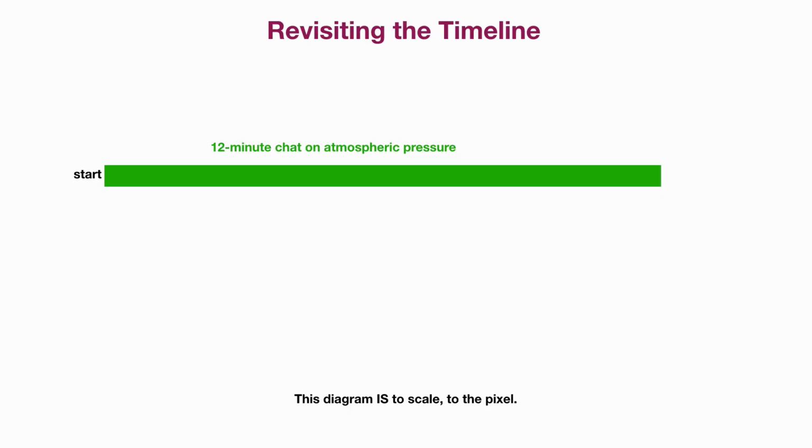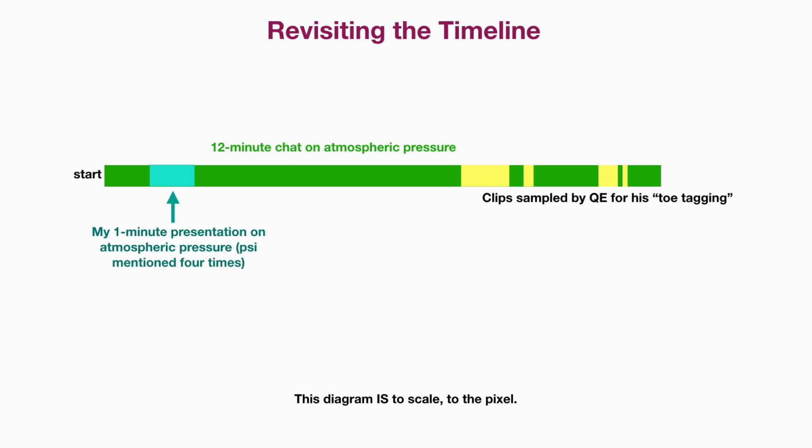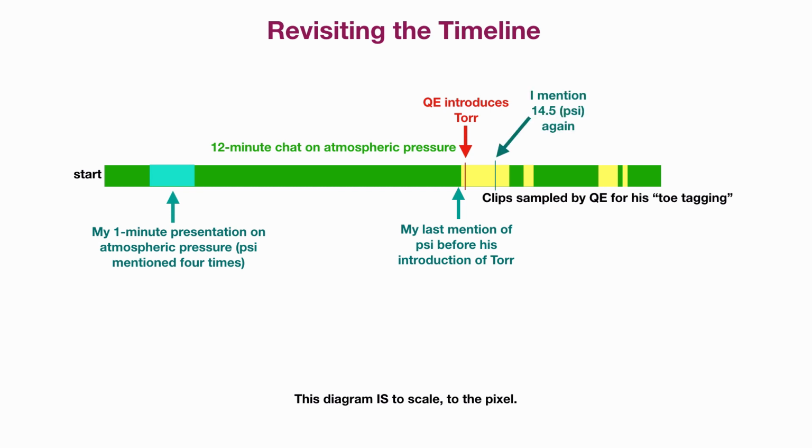So again, let's take a look at this timeline. This is our 12-minute chat, and again, those are the 4 clips that Quantum Eraser used in his toe tagging of me. And again, this diagram is to scale to the pixel. So there was that 1-minute presentation on atmospheric pressure that I just showed you, where I mentioned PSI 4 times. Now, we talked about a bunch of other things regarding atmospheric pressure, and especially entropy and things like that. But here was my last mention of PSI. And then here's where he introduced torr. Then I mentioned 14.5 again, and I meant PSI. But he really had a hard time with me using PSI.